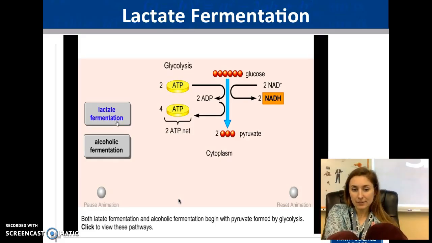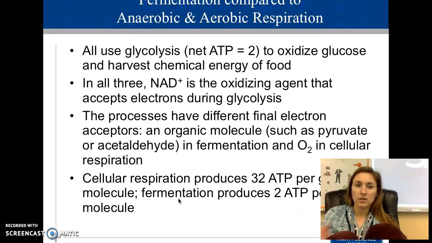Lactate fermentation is basically this process. We've already looked at this image. These aren't super important to know, just examples of what happens without oxygen. Fermentation compared to anaerobic and aerobic respiration: they all use glycolysis, and so they're still producing 2 ATP.